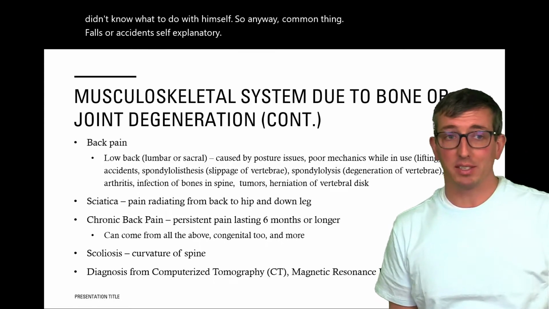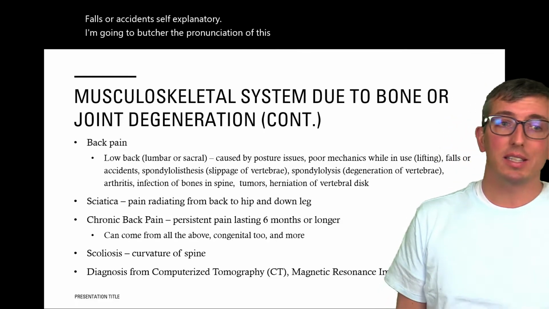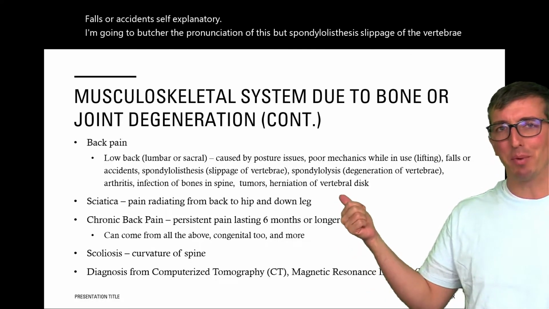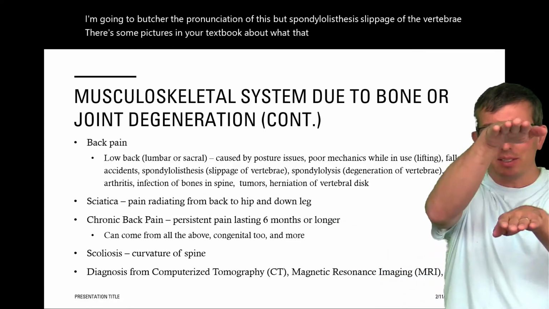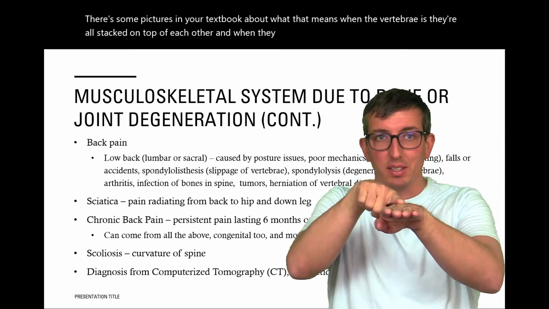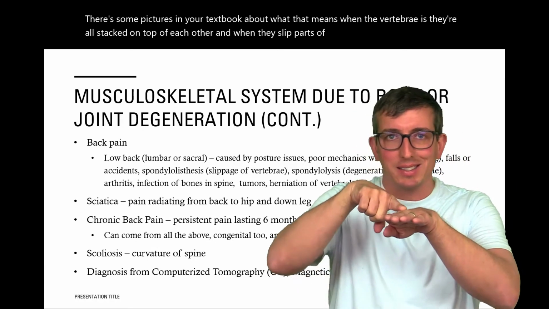I'm going to butcher the pronunciation of this, but spondylolisthesis, slippage of the vertebrae. There are some pictures in your textbook about what that means. The vertebrae are all stacked on top of each other, and when they slip, parts of them can slip out of place.